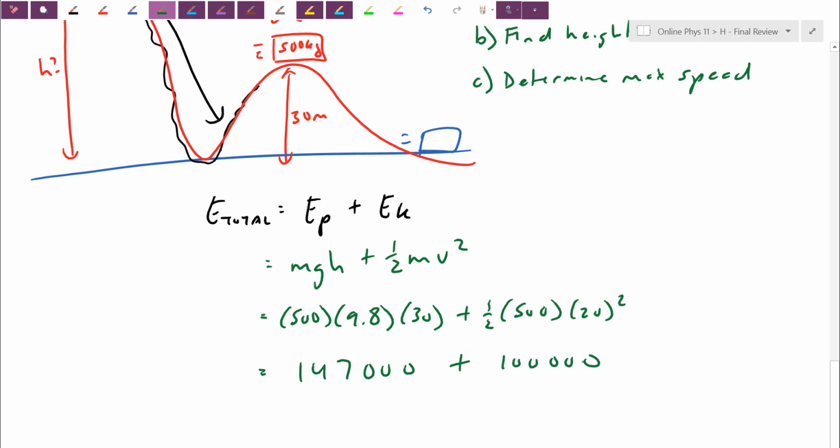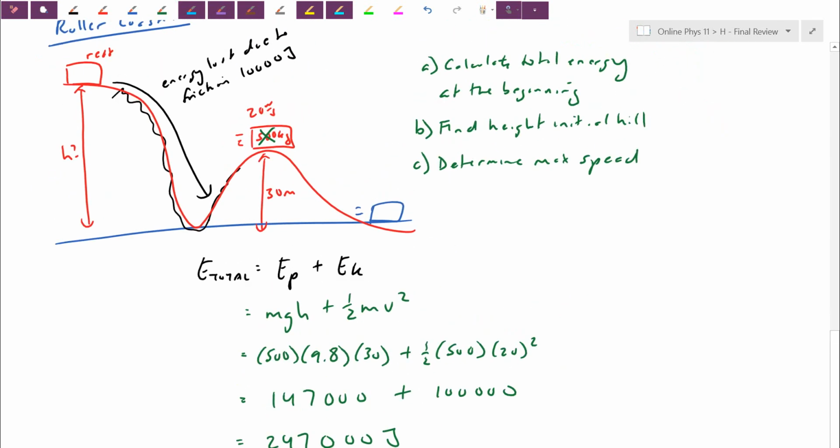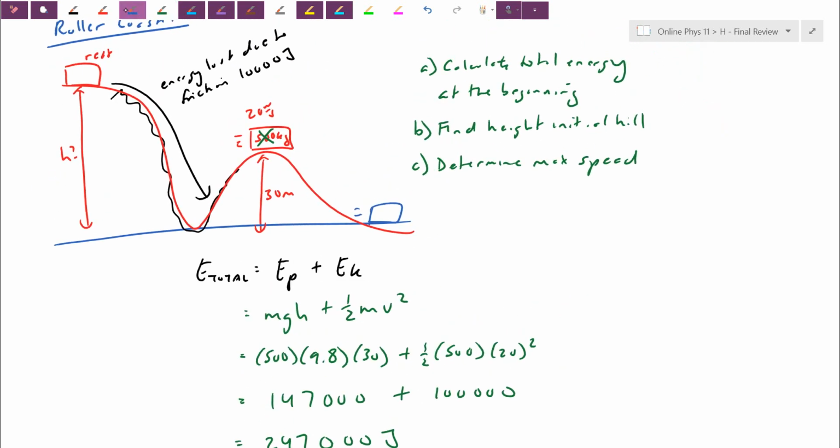So remember, we had this sort of bank account analogy here. I have these two bank accounts. I have 147,000 in one account, 100,000 in the other account. In total, in my bank account, I have $247,000, or joules in this case. That is the total amount of energy that we have at this point here. That's part A, right? And we'll actually do something slightly different for part A.